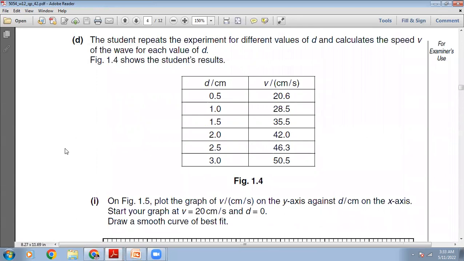The student repeats the experiment for different values of the depth and calculates the speed v of the wave for each value of the depth. Figure 1.4 shows the student's results. So here we have the depth of the water and here is the speed of the wave.